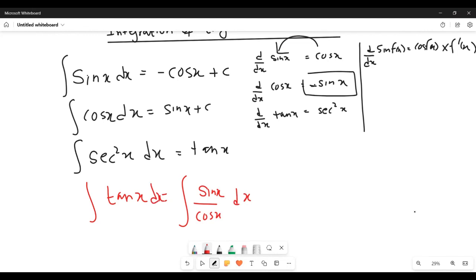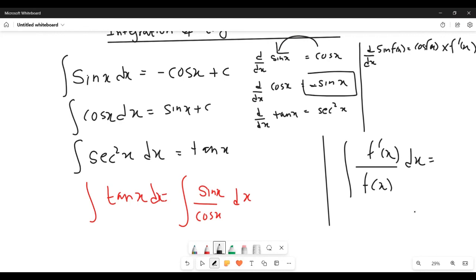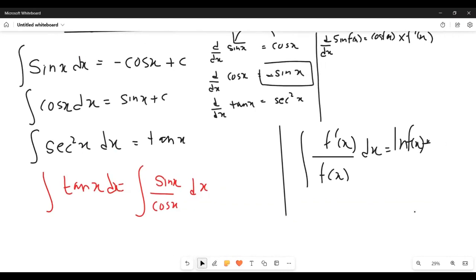Right? Now we're going to use this rule of integration, that if you're integrating a function in the denominator and you have its derivative in the numerator, then who remembers what this is equal to? It's ln fx plus c.